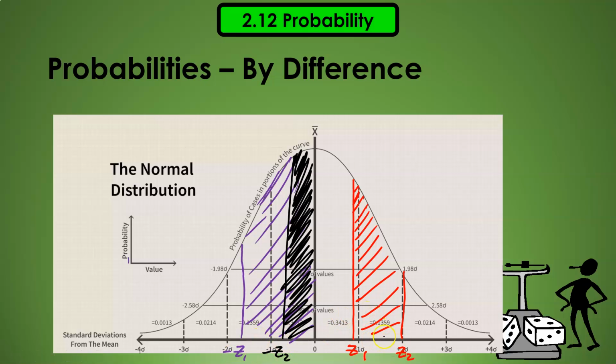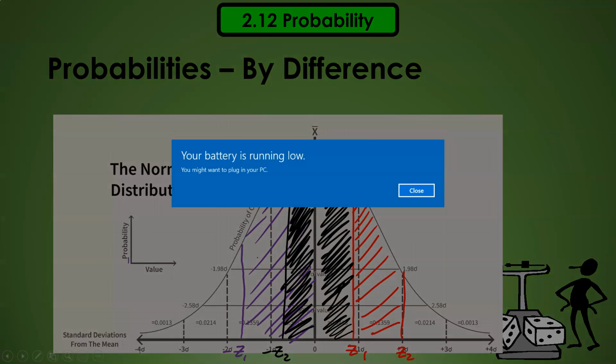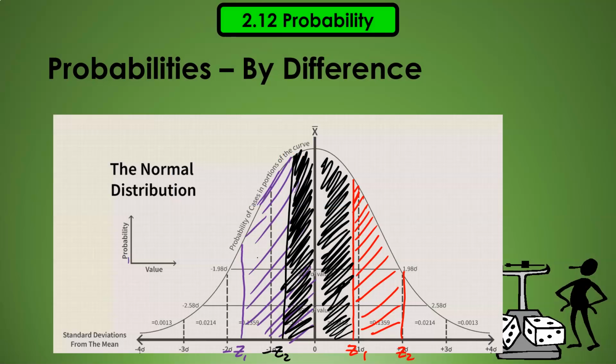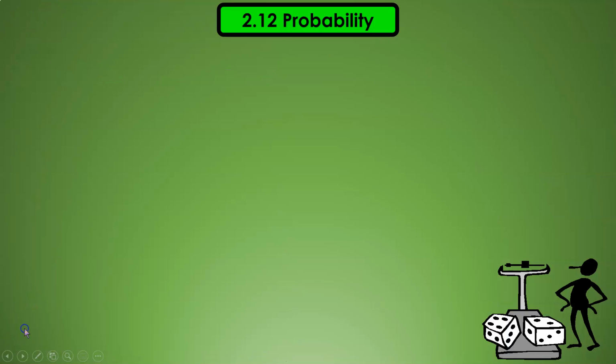So for answering our red area here, we would find the area from the chart for Z1, and then we would work out that area there. Because remember, the chart always goes from 0 to whatever the z-score you've got. So let's take a look.